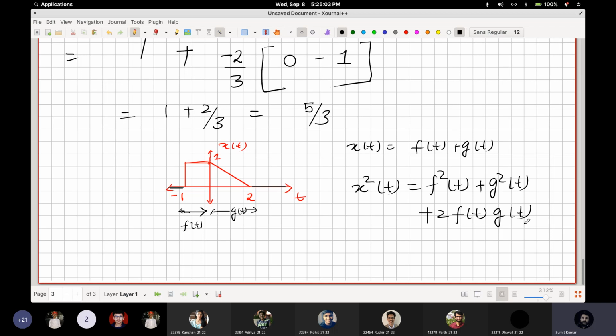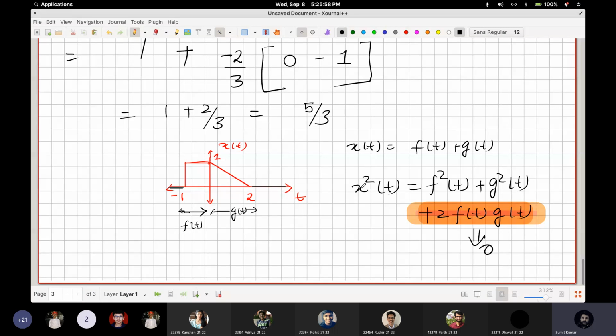Is this clear? Now, what is 2 times f(t) into g(t)? This part, can somebody tell me? They are not overlapping, isn't it? So when f(t) is non-zero, g(t) is 0. When g(t) is non-zero, f(t) is 0, isn't it? Can you see that these two waveforms are not overlapping? This is one waveform and you have another waveform at a different time period. So when you multiply these two, you are doing point-wise multiplication. So when this is non-zero, this part is zero. Yes, sir, the term should be zero. So very good, this term should be zero.